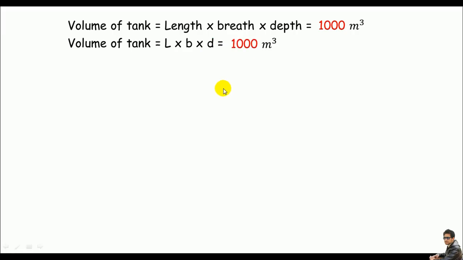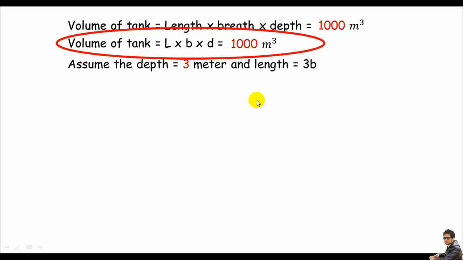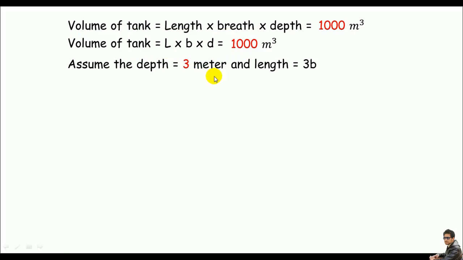Now nothing is given. The length is unknown, the breadth is unknown, and the depth is unknown as well. So I'll just assume the depth is 3 meter and the length is 3 times its breadth. This is a nice assumption over here. After designing the tank, we can also review all these assumptions. If they are not good, we can of course change all of these. Let's put all these assumptions in the volume of tank formula.